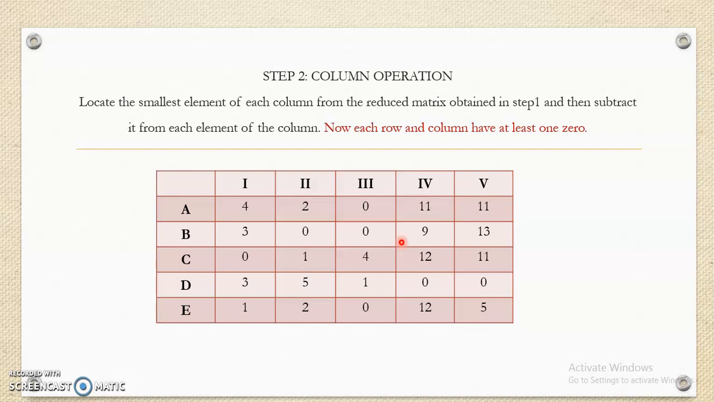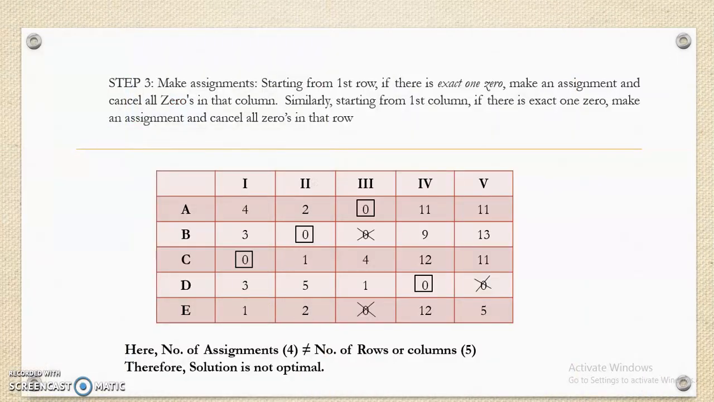Now on this table, let us apply step 3, that is make assignments. So this table is taken for assignment. So what is the step? I read here, make assignments starting from the first row. If there is exactly one 0, make an assignment and cancel all the zeros in that corresponding column. Similarly, starting from first column, if there is exactly one 0, make assignment and cancel all the zeros in that row. And in case of multiple zeros, assign randomly anyone.